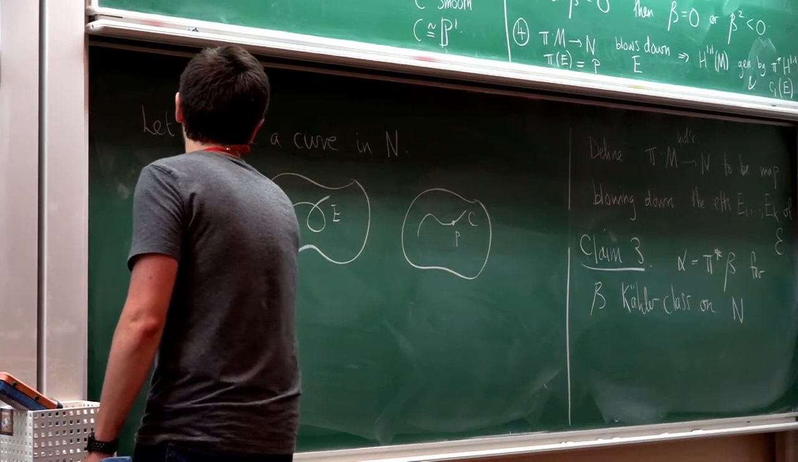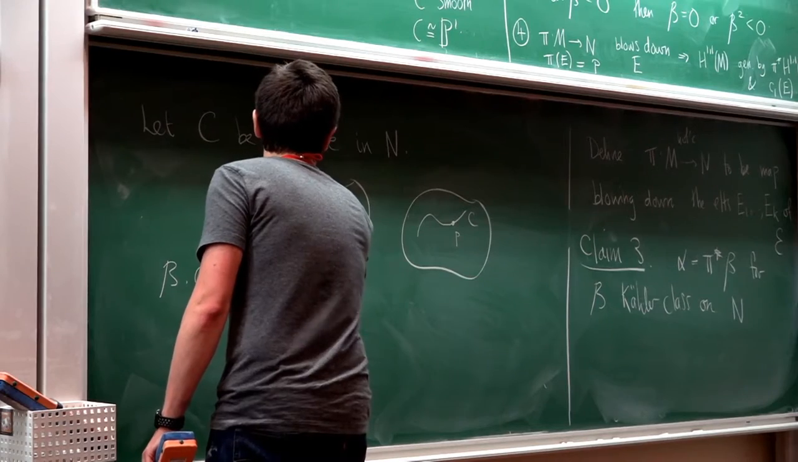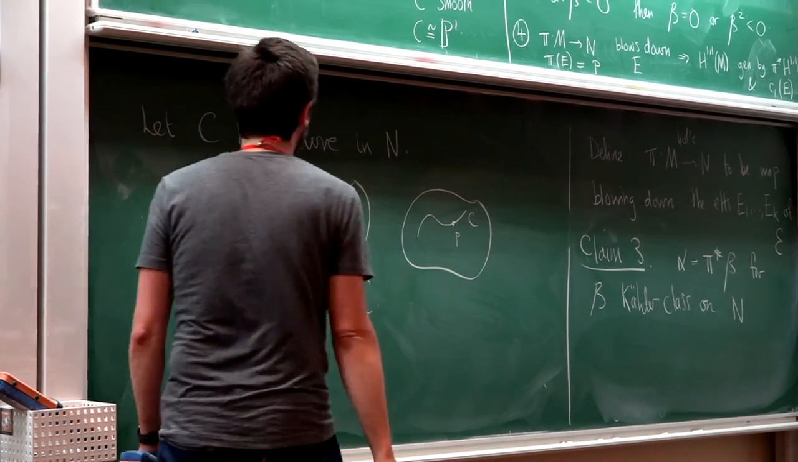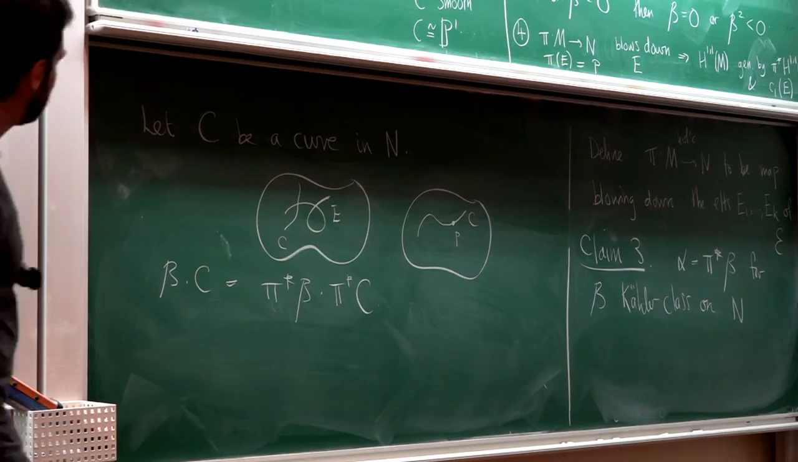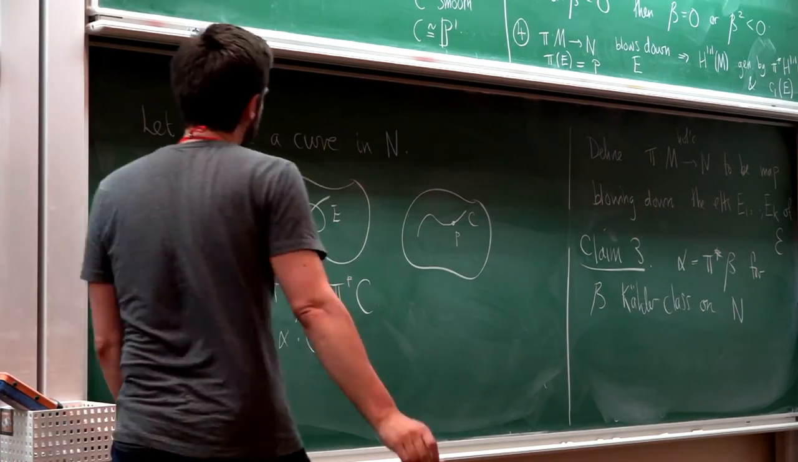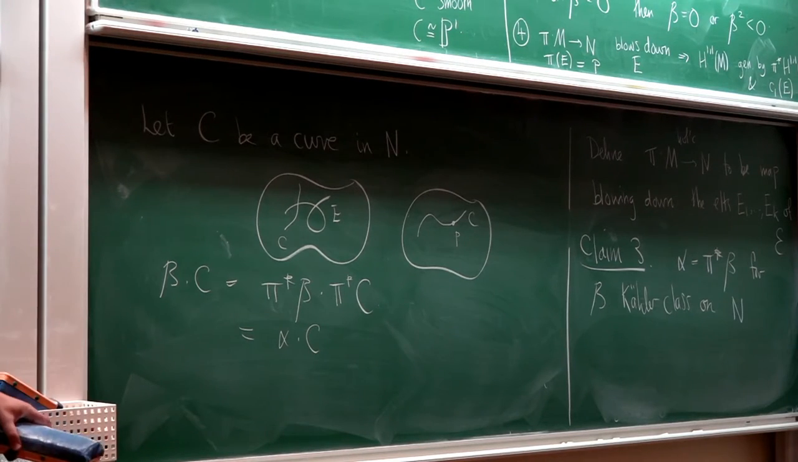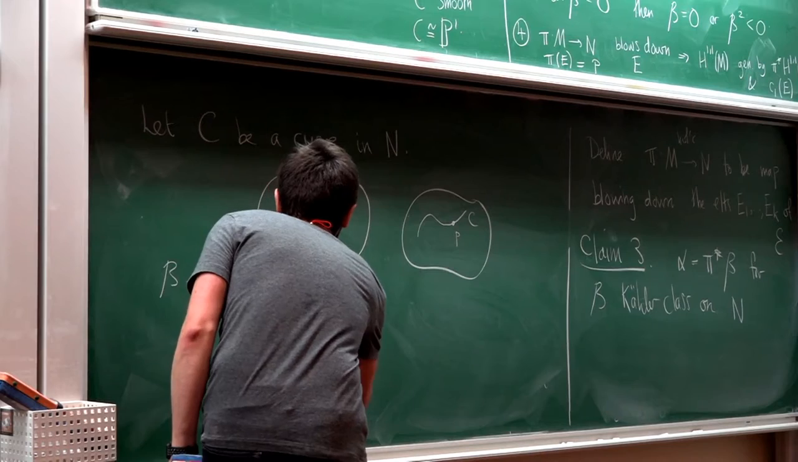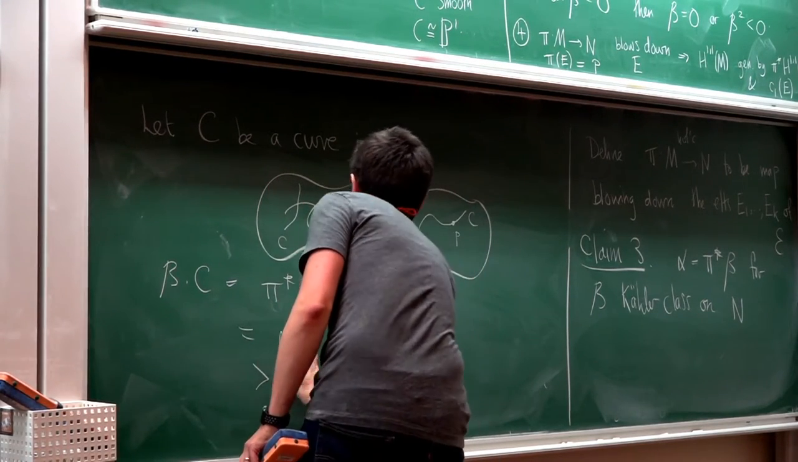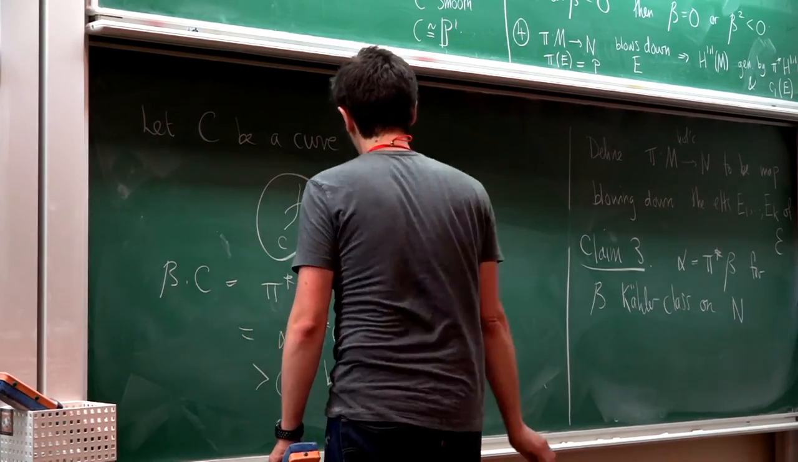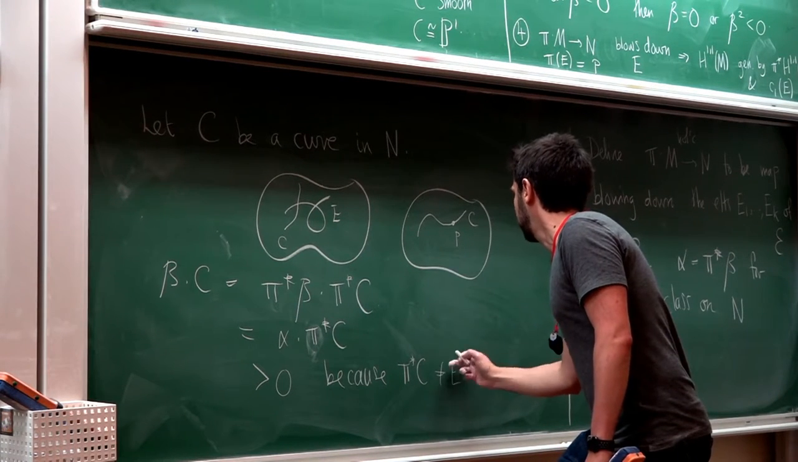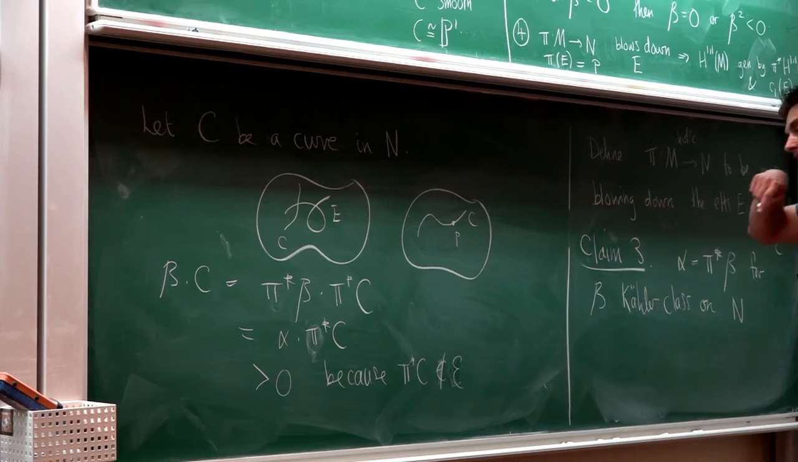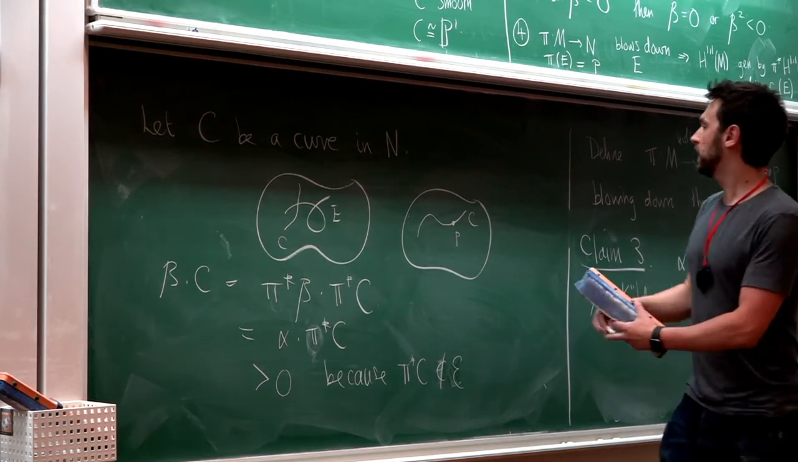So beta dot C is the same as the pullback of beta dot the pullback of C, for the same reason. Now this is alpha dot the pullback of C, but this is not zero, because if it was zero, it would be in E. So this has to be strictly positive, because the pullback of C is not in E. So that's true. And the last thing is just to check, and the last one should be easy, I think, for the same reason as before.